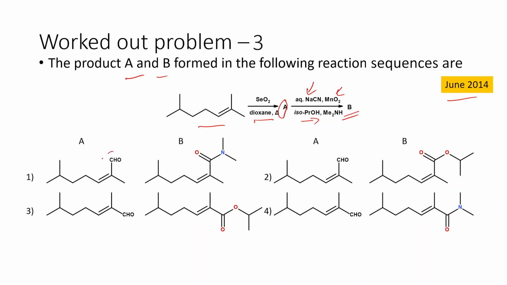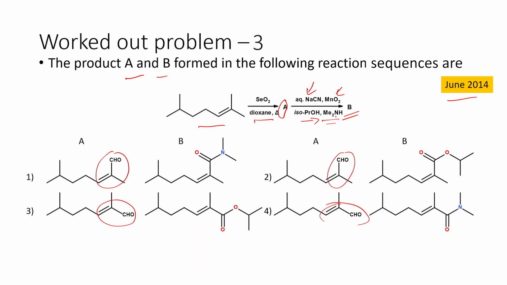So if you look at the substrates, the combinations 1, 2, 3, 4, all of them have the allylic aldehydic group that is present here. So that means all combinations are possible. Now we only have to look out for what product will not form in this one. In the second step, we have a sodium cyanide reaction and MnO2 oxidation. Sodium cyanide may probably convert the aldehyde into the cyanohydrin. MnO2 will oxidize that cyanohydrin into acyl cyanide.